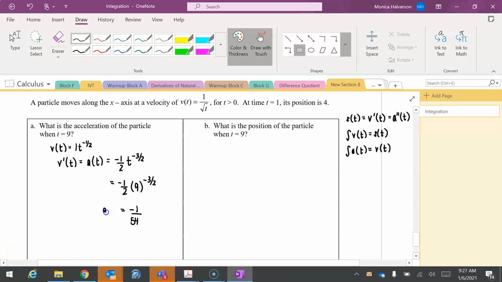All right. So here, for part B, it's asking you for the position of the particle when t equals 9. So remember that when we take the antiderivative of velocity, we're going to get position. So you're going to take the antiderivative of 1t to the negative 1/2. I'm going to go ahead and have you do this one on your own to find the position at t equals 9.